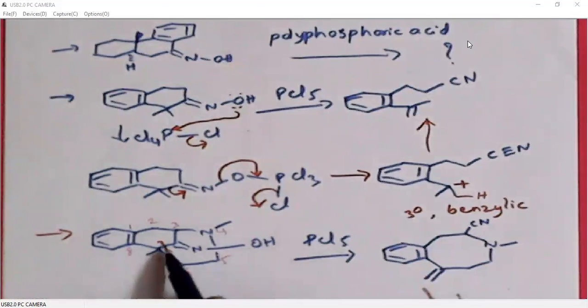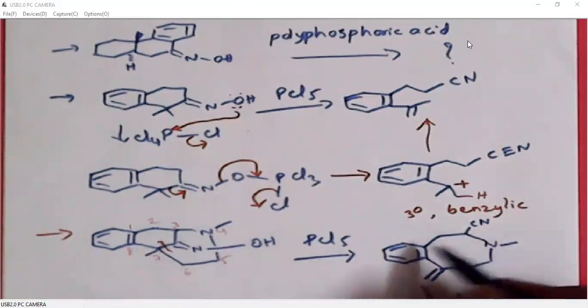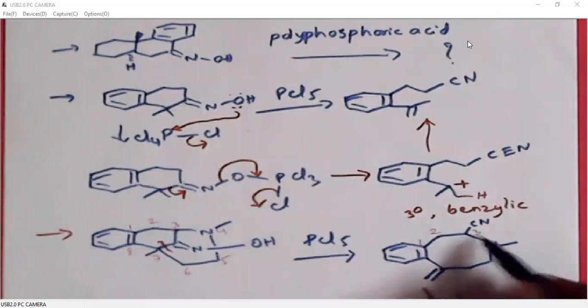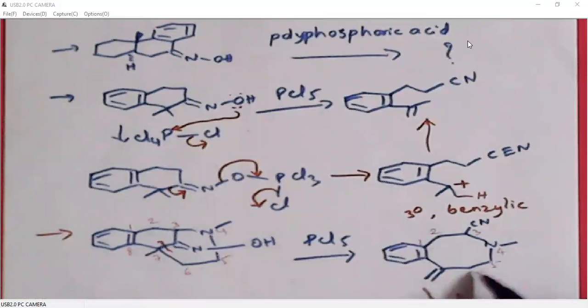So when we break this bond, it is generating a tertiary and benzylic carbocation, which is more stable. Then proton loss from this carbon generates this double bond. And of course, when it is breaking, the bonding electrons will be polarized towards nitrogen, so it generates a cyanide. Where is this cyanide? It is on the third carbon. 1, 2, 3. This is 4, 5, 6, 7, and 8.